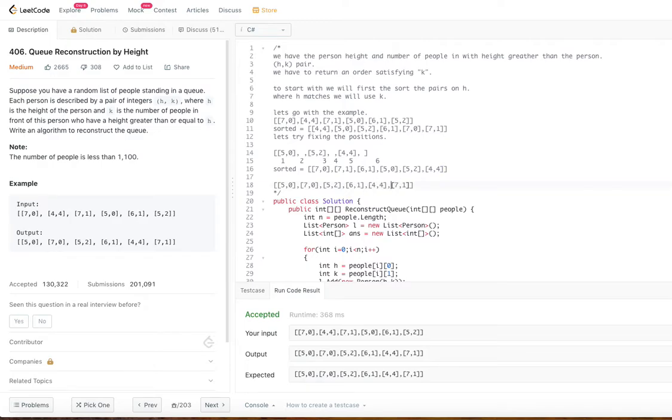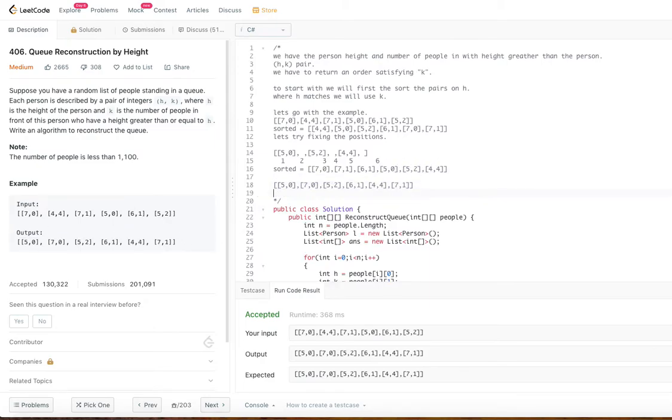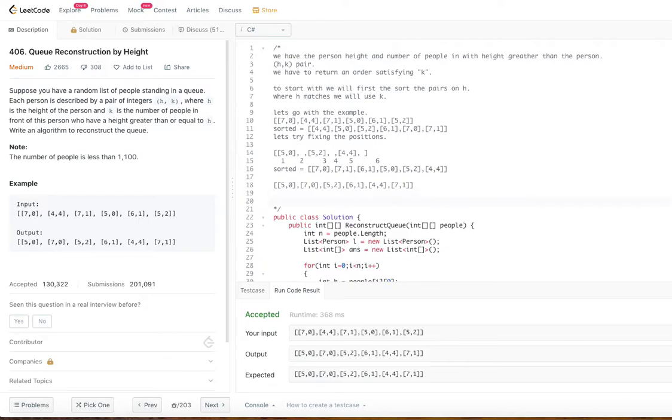So this is the answer that we want. If you compare, this is the answer that we want, right? So what we did is we tried to sort in the ascending order, but we hit the roadblock: where to actually put that person in the queue? So in order to solve that problem, what we did is we just reversed.